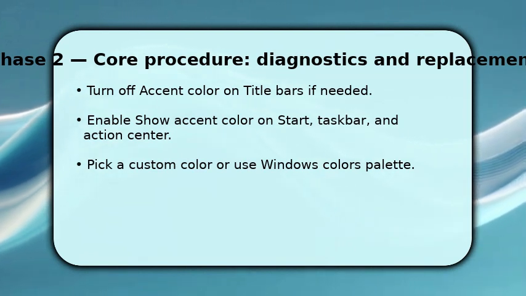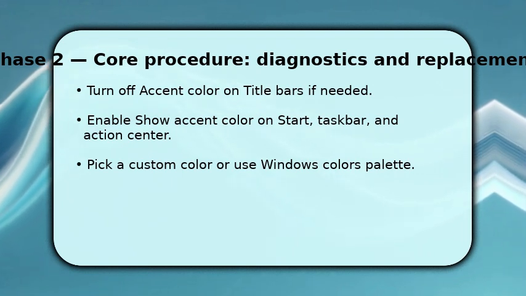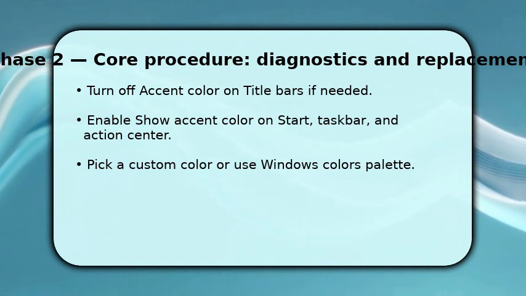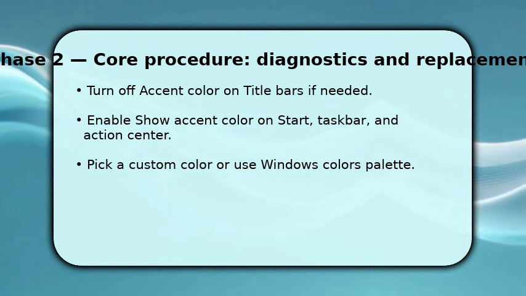Next, toggle Show Accent Color on Start, Taskbar, and Action Center. This option controls the taskbar specifically. Then choose either a Windows color or click Custom Color to pick an exact hue. You can enter RGB values for precision. Once you pick a color, Windows previews it.